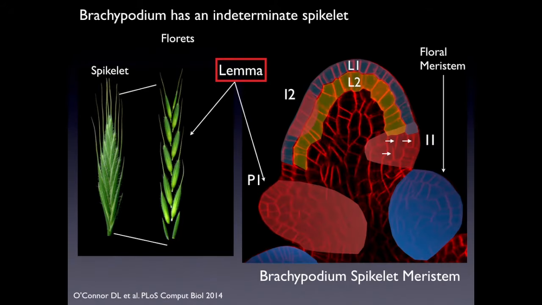Okay, so here's the Brachypodium spikelet meristem, and I'll just show you why I love it so much. First, it's very small. We can get lots of these off the plant. The resolution is wonderful. I'm actually staining the cell wall here. We can get the laser very deep into this tissue.